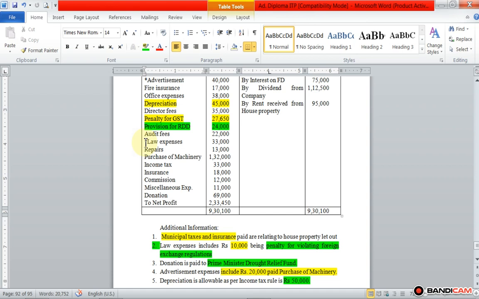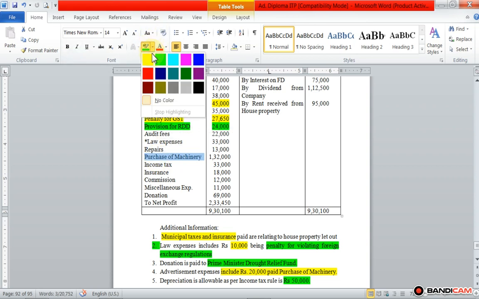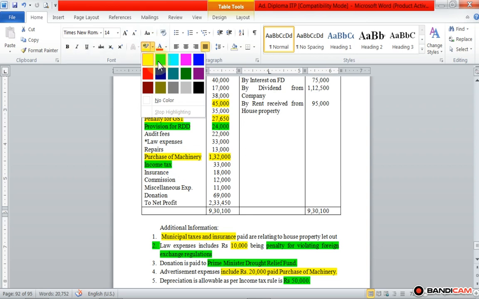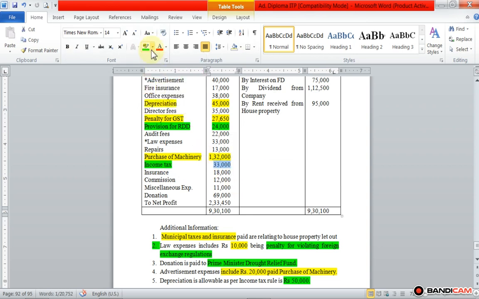Then purchase of machinery. It is a capital expenditure, and capital expenditure is disallowed while computing the income tax of the company. Then income tax: the whole amount of income tax is disallowed, amounting to rupees 33,000. Then insurance. Make a star in front of insurance, because the whole amount of insurance relates to the house property, amounting to rupees 18,000.